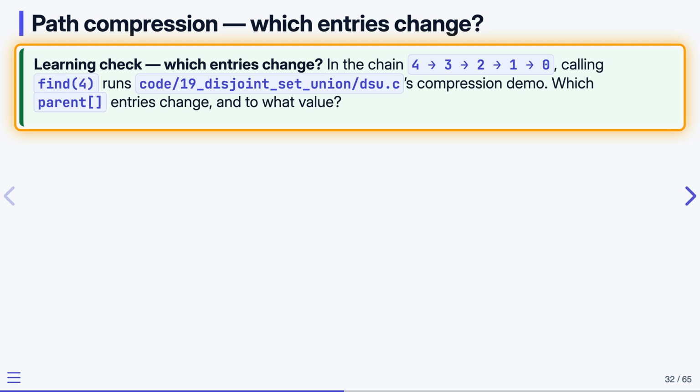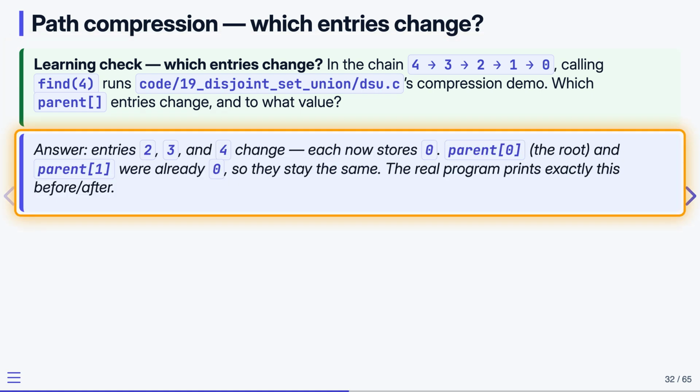A learning check. In the chain 4 to 3 to 2 to 1 to 0, calling find of 4 runs path compression. Which parent entries change and to what value? Pause and work it out. The answer is that entries 2, 3, and 4 change, and each now stores 0. Parent at 0, which is the root, and parent at 1 were already 0, so they stay the same. The real program prints exactly this before and after.